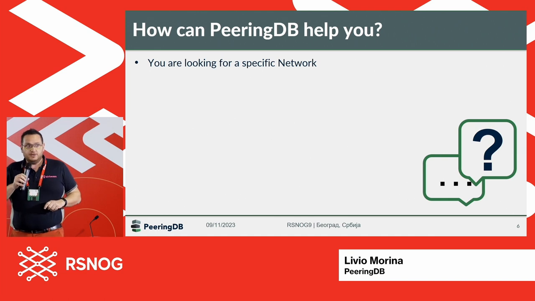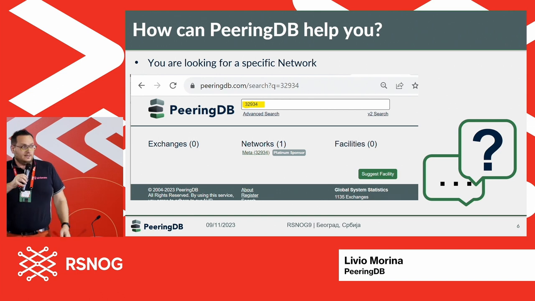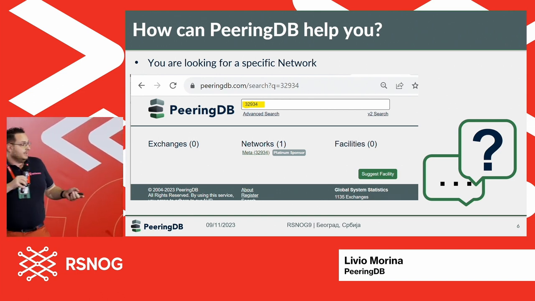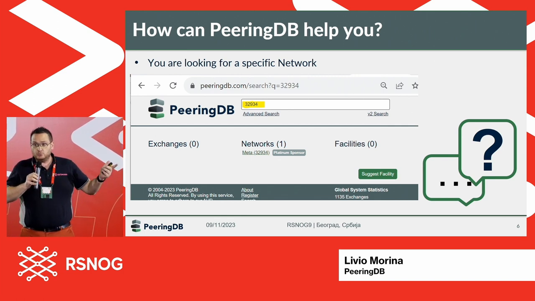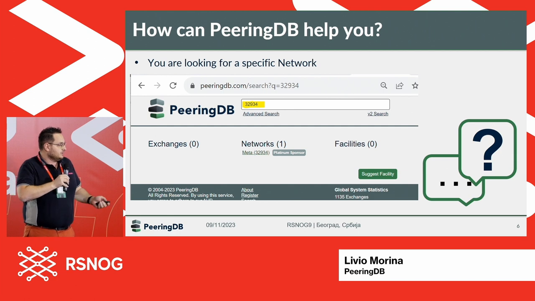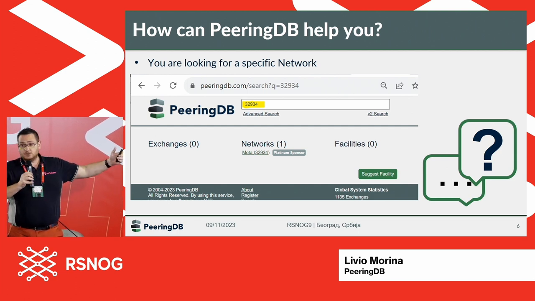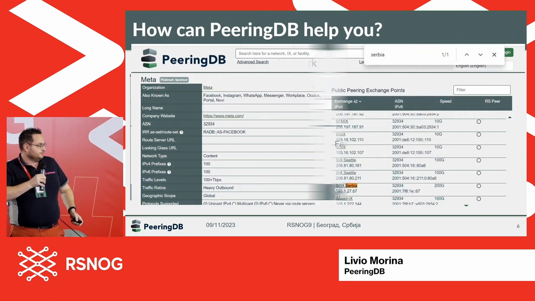How can PeeringDB help you? If you're looking for a specific network, I did this example a couple of days ago for you, trying to find where Meta, Facebook, is available here in Serbia. So I started to fill in the AS number. It is not mandatory. The word Meta is enough. When I did the search, I got the result. This AS has one network, the Meta network.